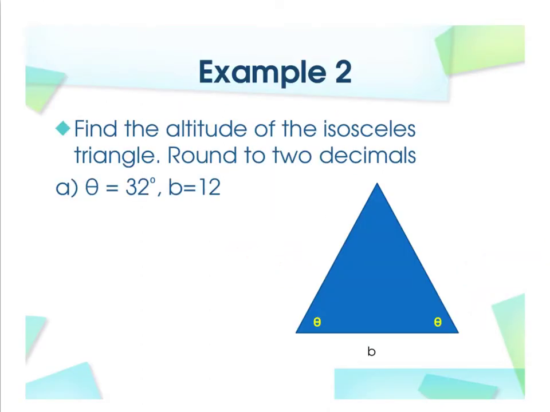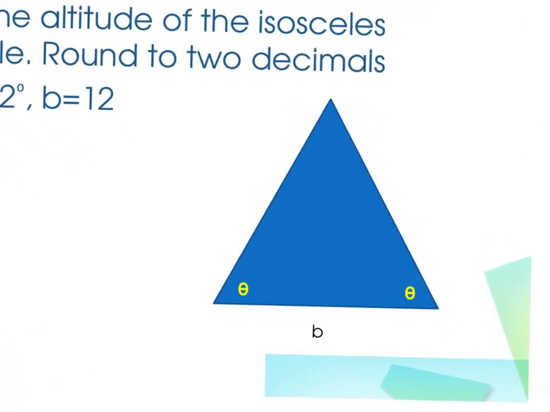All right, example 2 says find the altitude of this isosceles triangle, round to two place values. We're given theta. Remember, in an isosceles triangle, these two angles are equal. And we're given side B. And when I drop an altitude, this side is bisected, meaning 12 is going to be divided in half for this part of the triangle and this part of the triangle. So let's do that. Let's draw an altitude.